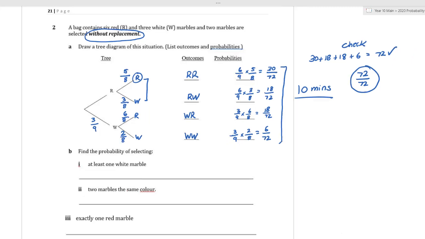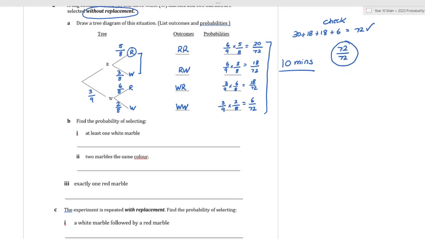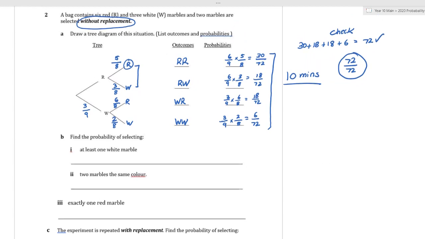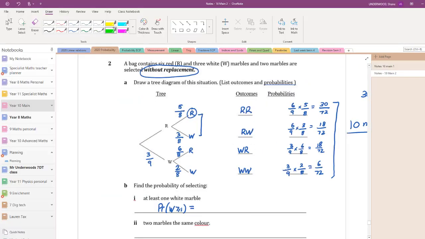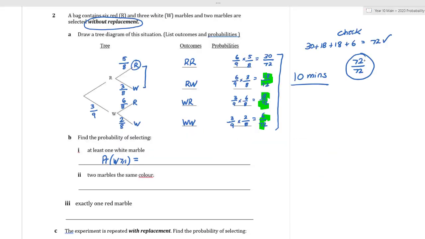Now let's go ahead and do the rest. Find the probability of selecting at least one white marble. Now you can just write that in English, or we could say something like that. Okay. So how many of these are white? We've got at least one. Well, there's 1, 2, 3. We're looking at these. Now I'm going to get a highlighter out, and so we're going to highlight this one and this one.